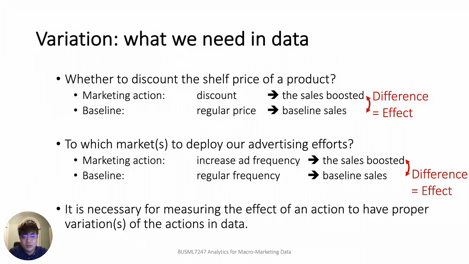Let me go back to the discussion of variations. We need proper variations of measurable actions in data to measure the effect of the action. To answer the question about whether to discount the shelf price or not, we need variations in price that cover the discounted and regular prices. Then, we can measure the effect of the price discount by observing how much sales is boosted from the baseline.